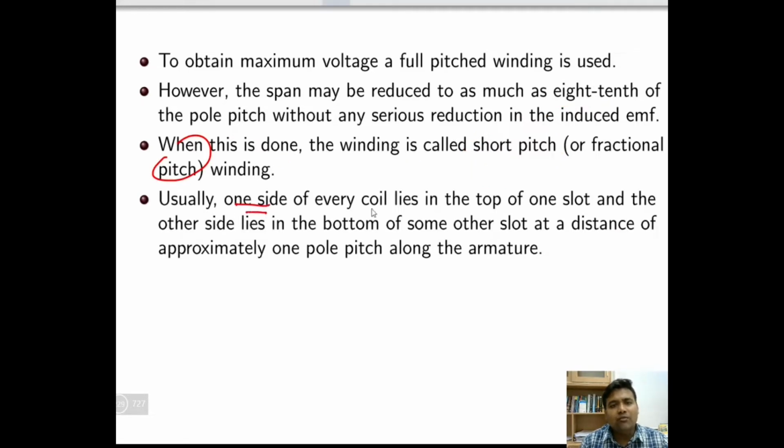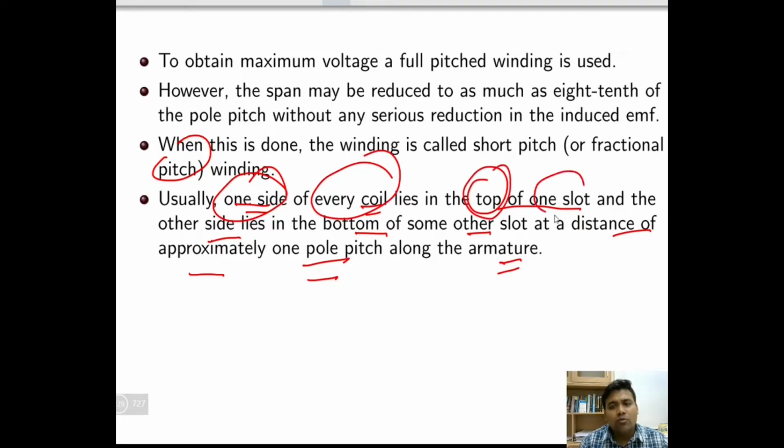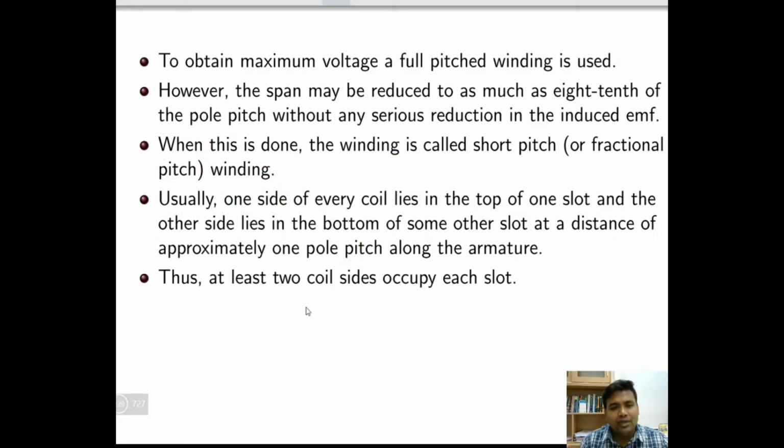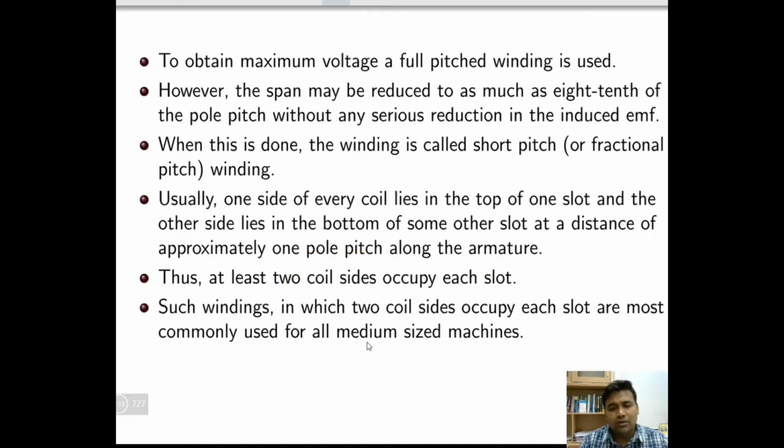Usually one side of every coil lies in the top of one slot and the other side lies in the bottom of some other slot at a distance of approximately one pole pitch along the armature. So you are taking one side of every coil and placing it at the top of one slot, and the other side is placed at the bottom of another slot. We will see how the placement is done. Thus, at least two coil sides occupy each slot.